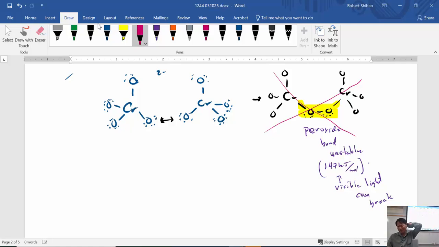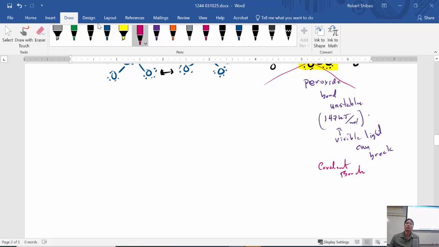You know, there are some reference points that you want to know. 147 kilojoules is on the low end. What's on the high end for covalent bonds? Covalent bonds range from what to what? A 100 kilojoules per mole on the low end to 1,000 kilojoules on the high end.